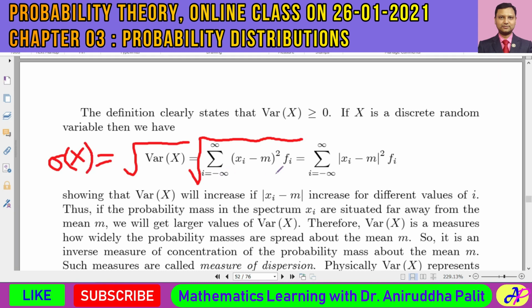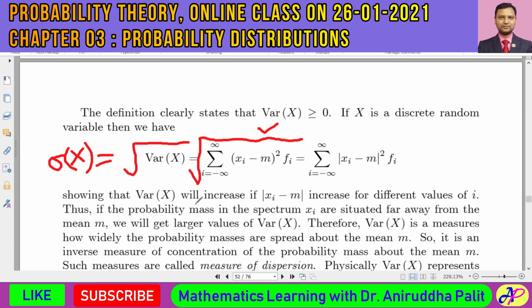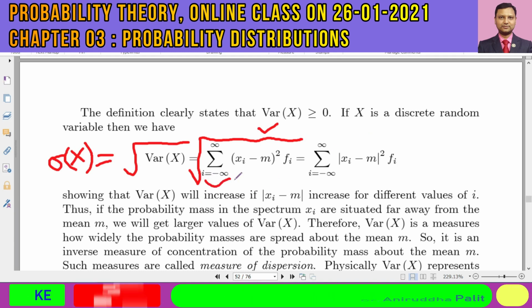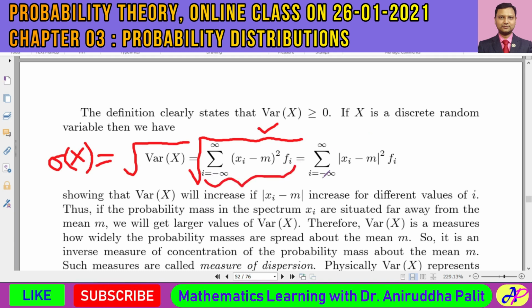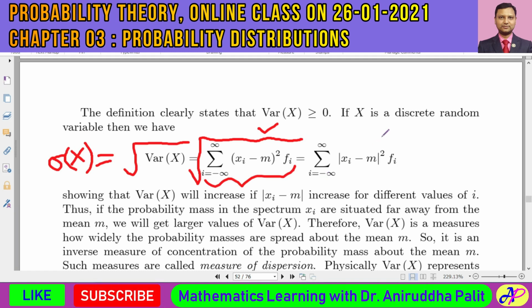Why? Because root represents this expression, and this expression is actually a kind of expectation. That's why we call it mean or mean value. Got it? This is actually the expectation of x minus m whole square. All right, that's why we call it mean value. So, root mean square deviation.